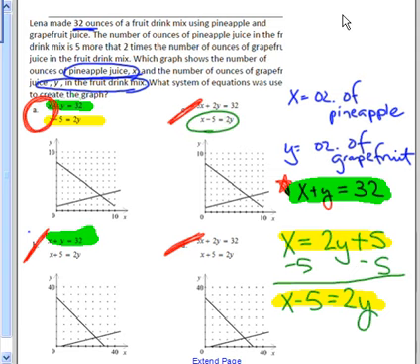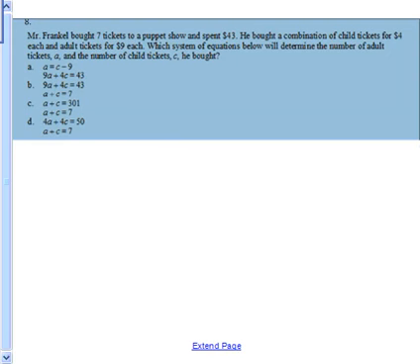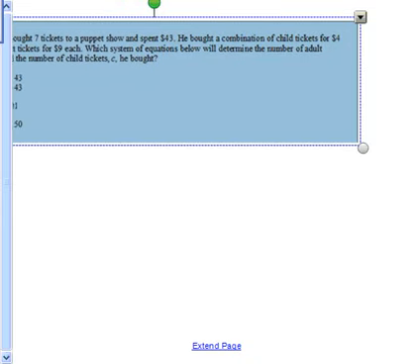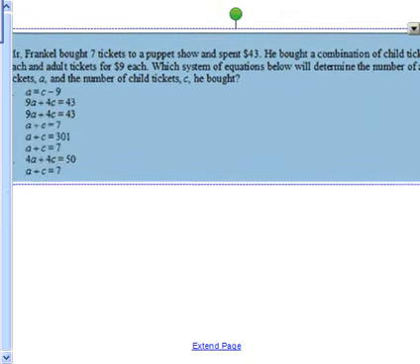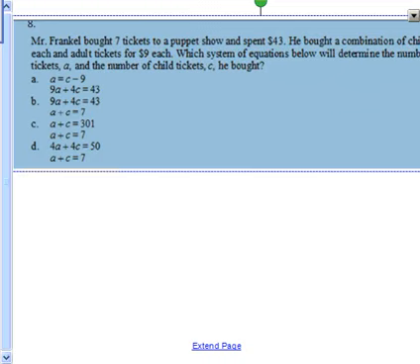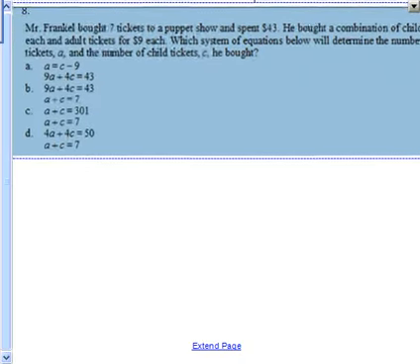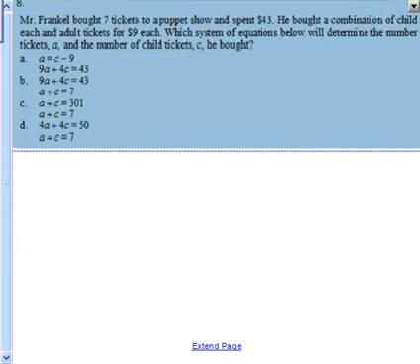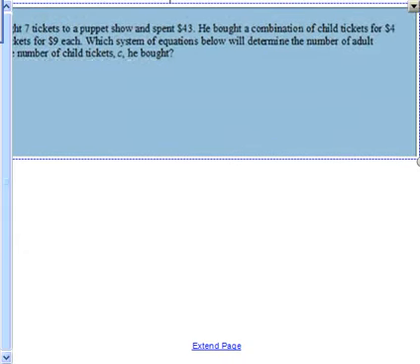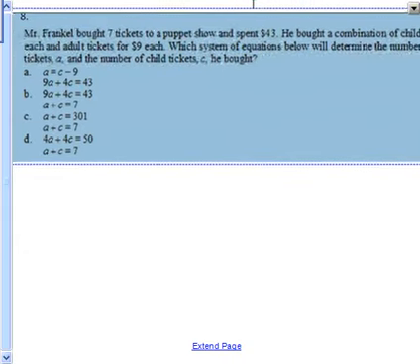All right, so moving on to the next problem. That's your redemption problem. Kind of hard to see. Your teacher will probably have a printout copy of it too. But if you will pause your screen, it says Mr. Frankel bought 7 tickets to a puppet show and spent $43. He bought a combination of child tickets for $4 and adult tickets for $9. Which system of equations below will determine the number of adult tickets and the number of child tickets?